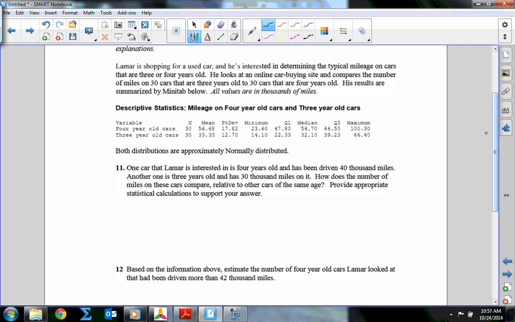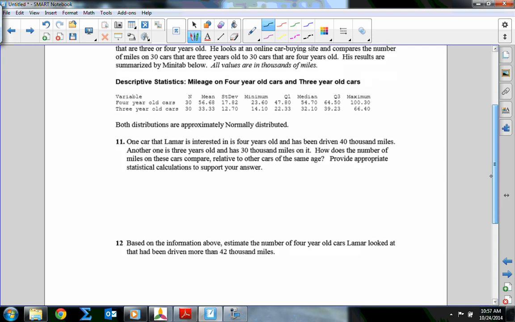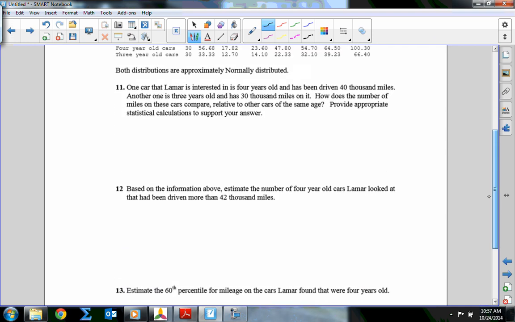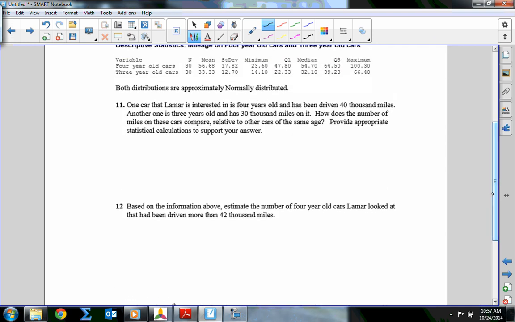So one car that Lamar is interested in is 4 years old and has been driven 40,000 miles. Another one is 3 years old and has 30,000 miles on it. How does the number of miles on these cars compare relative to other cars the same age? Provide appropriate statistical calculations to support your answer. So we're trying to compare two things from different distributions, so standardizing them is always a good way to go. So we're going to calculate the z-scores for both of those.